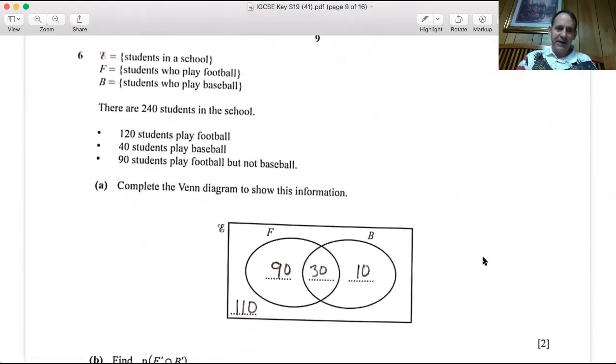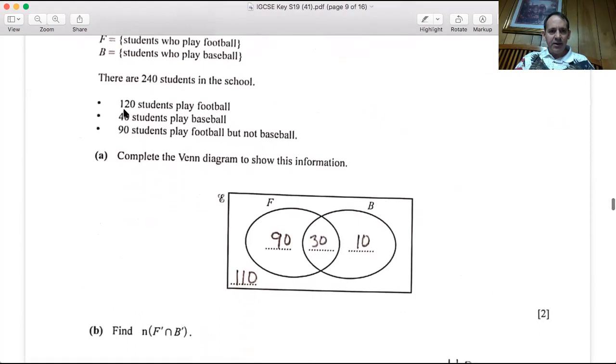Moving on, we now have a Venn diagram, and it says that F, which is this circle here, is for students who play football. B is for students who play baseball. E are the students in a school. There's 240 students in this school. Complete the Venn diagram. So let's start, there's 120 total that play football. There's 40 total that play baseball. There's 90 that play football, but not baseball. So this one is our starting point here, 90, play football, not baseball.